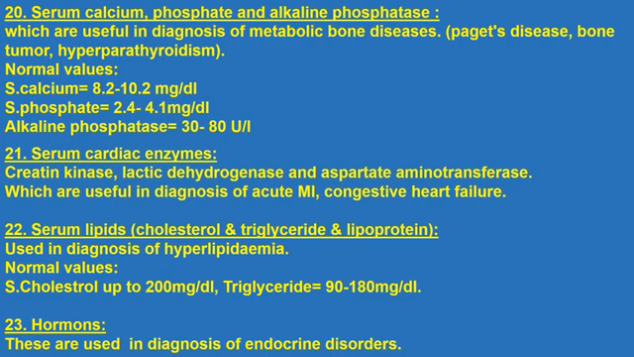Hormones. The level of hormones of a specific gland will show us if there is abnormality in this gland or not. For example, any defect in TSH means there is an abnormality in the thyroid gland.